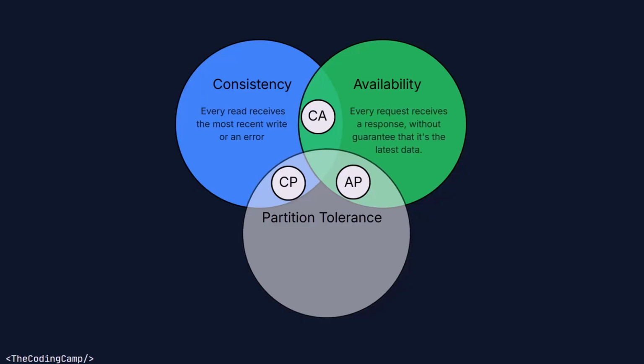Availability means every request receives a response, without guarantee that it's the latest data. In simple terms, the system always responds, even if the data is slightly outdated. Partition tolerance means the system keeps working even if parts of it can't communicate. In the real world, network failures will happen, no way around it. So partition tolerance is non-negotiable. You must choose between consistency and availability.